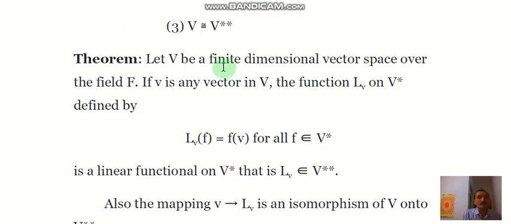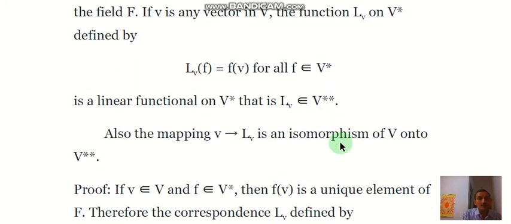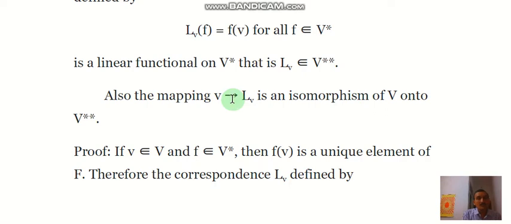The statement of the theorem is: let V be a finite dimensional vector space over the field F, and if v is any vector in V, then we define a function L_v on V* defined by L_v(f) equal to f(v) for all f belonging to V*. Then we have to show that this is a linear functional on V*, that is L_v belongs to V**, and also prove that the mapping v to L_v is an isomorphism of V onto V**.